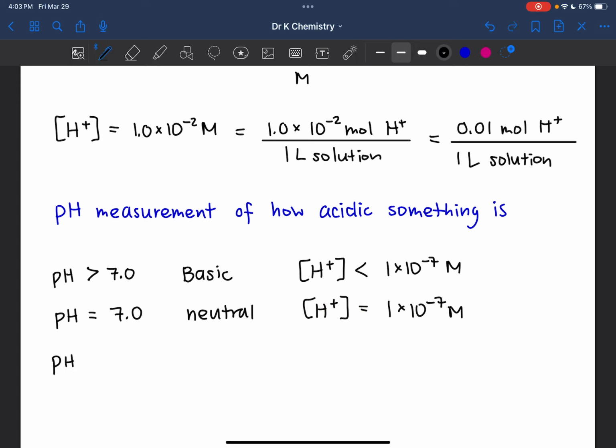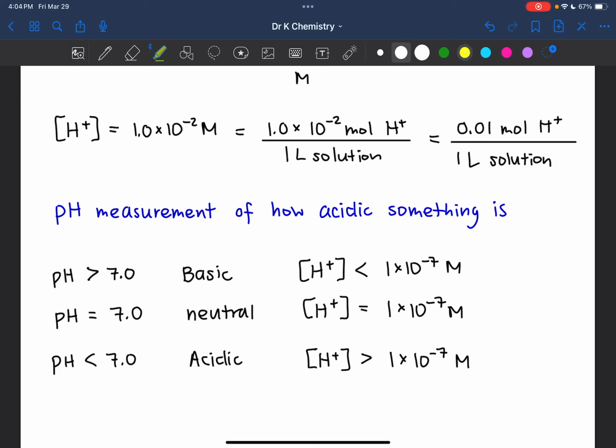If the pH is less than 7, then the solution is acidic. And in that case, you have lots of hydrogen ions in solution that are making this very acidic. And in that case, the concentration of hydrogen ions would be greater than 1 times 10 to the negative 7 molar. So converting these types of concentrations into pH can make things a lot easier, because then you're just looking at, is this number 7? Is it less than 7 or more than 7?